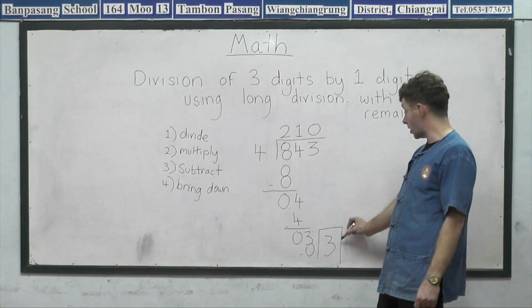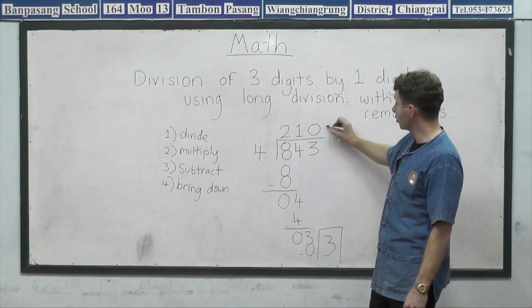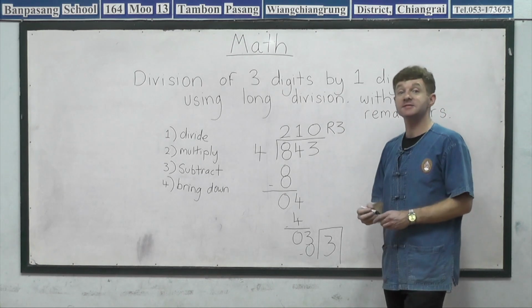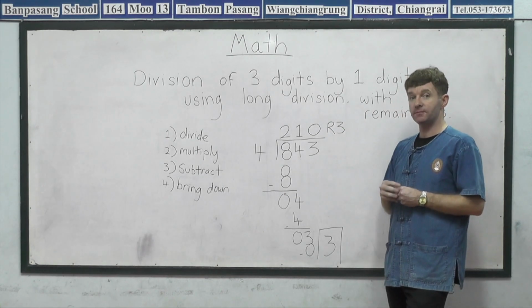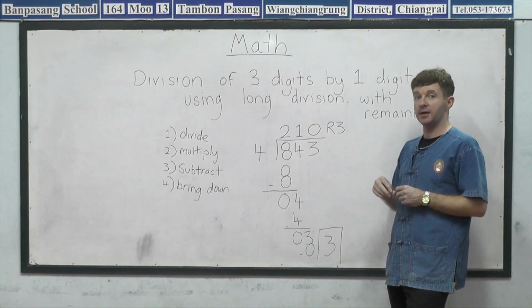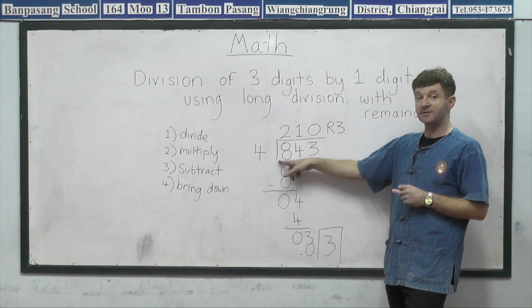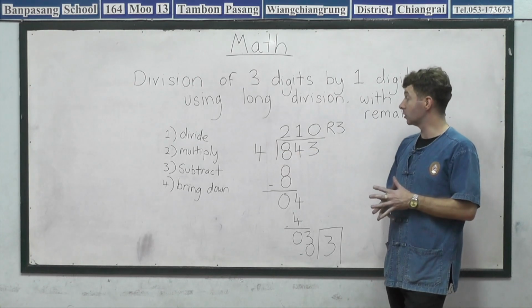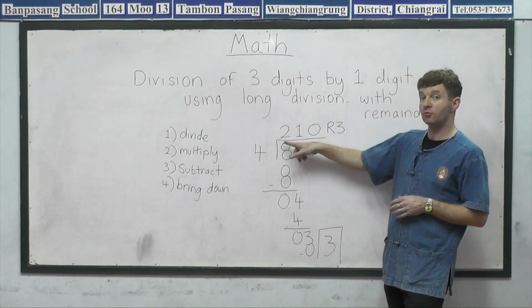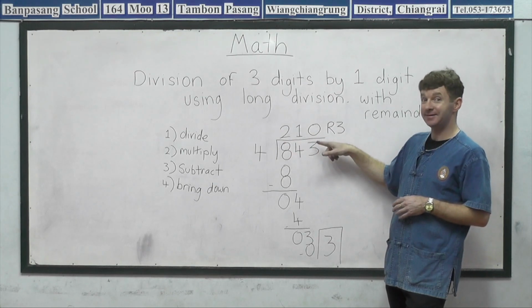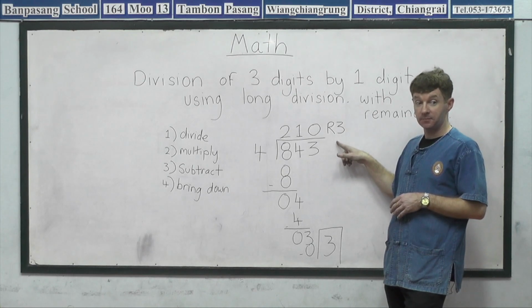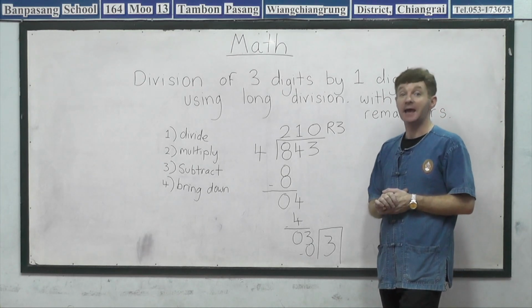3 becomes our remainder. So we write R3. So we can say 843 divided by 4 equals 210 remainder 3. Understand, guys? Excellent, well done.